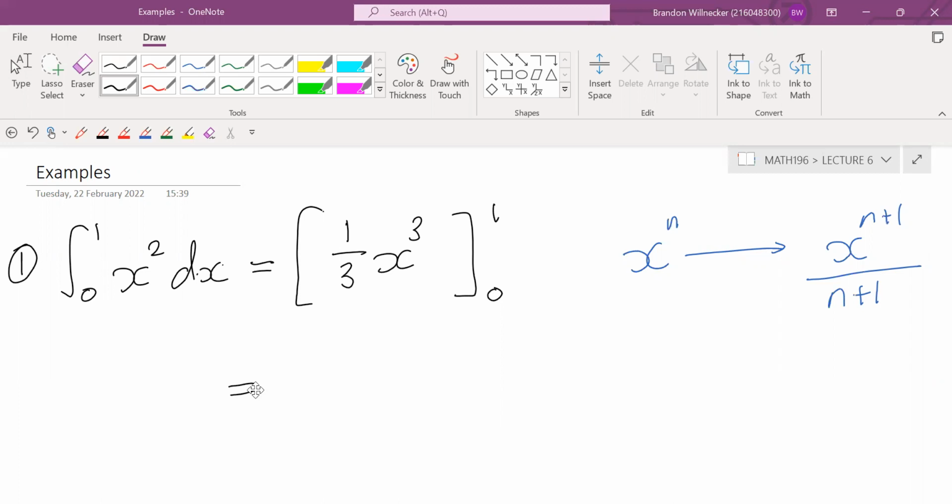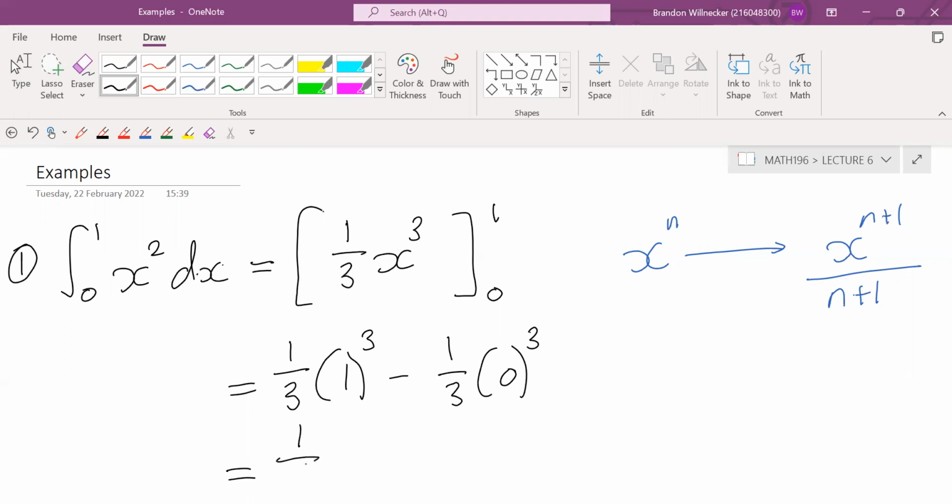Now we can do the evaluation. First we evaluate at 1, so it's going to be 1/3 of 1 cubed, minus we evaluate at 0, so 1/3 of 0 cubed. Now 1/3 of 0 cubed is just 0. 1 cubed is 1. So we're just left with 1/3. And that's the answer.